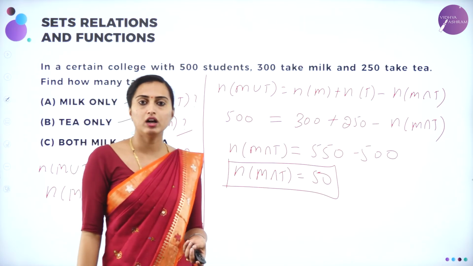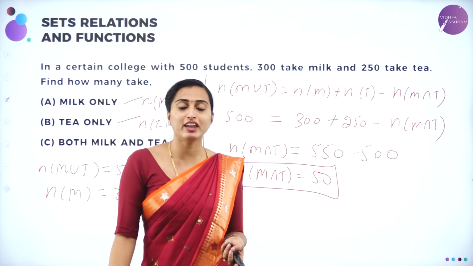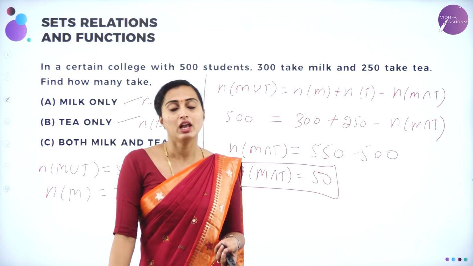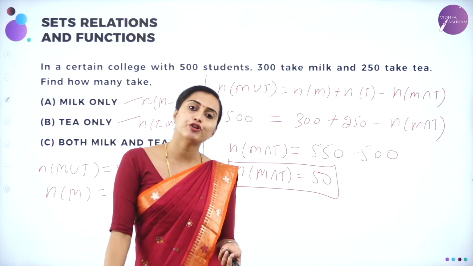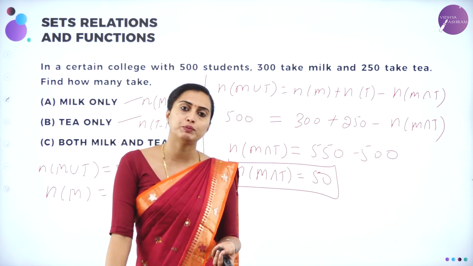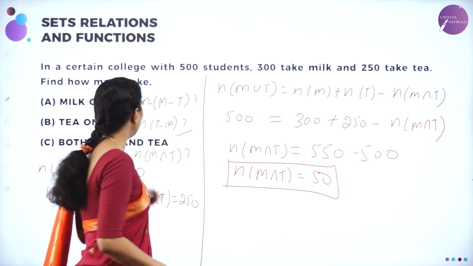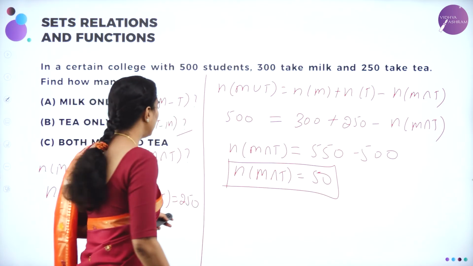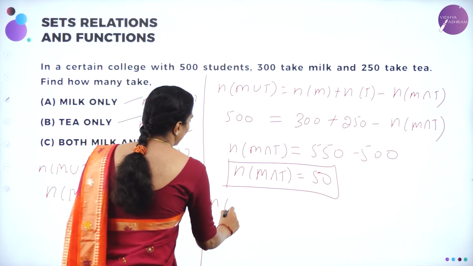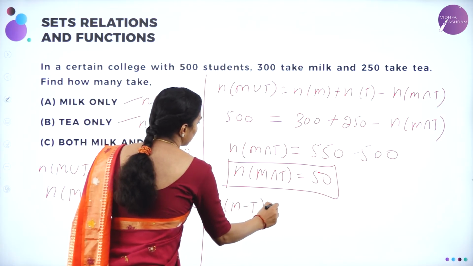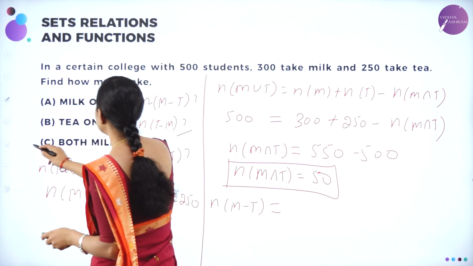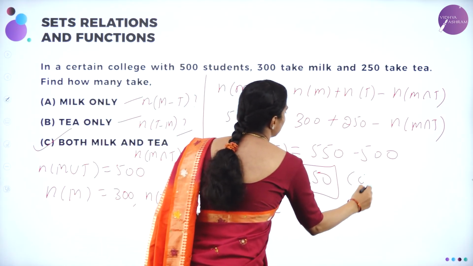We know the formula. N of A minus B is N of A minus N of A intersection B. N of B minus A is nothing but N of B minus N of A intersection B. Correct? So according to that, N of M minus T means, you are going to have N of M minus T, this is the answer for C. So this is the C answer you got.